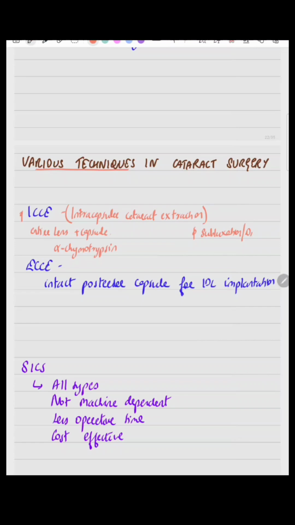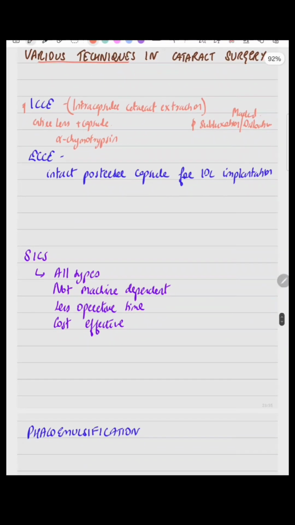The only indication nowadays for ICCE is marked subluxation or dislocation of the lens. Other than that, it is actually not done now. Also for mass camp operations like eye camps, it is absolutely not done nowadays.